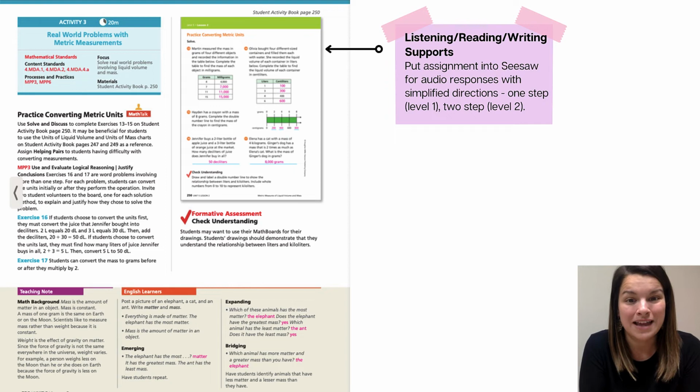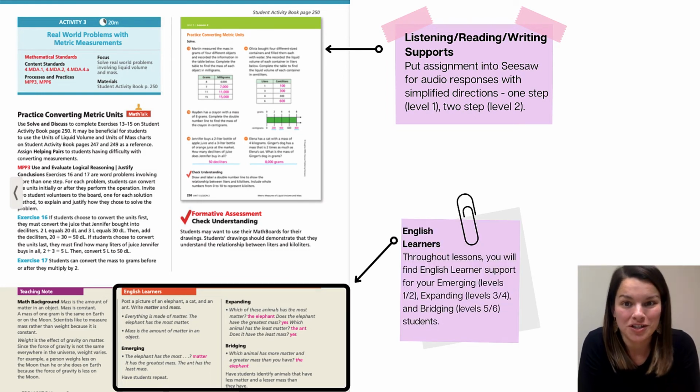The goal of adapting content and text is to make the text accessible and simplified without watering down the material. Also, by simply uploading this assignment into Seesaw, I can now allow students to use their voice to record audio and dictation to narrate their thoughts.